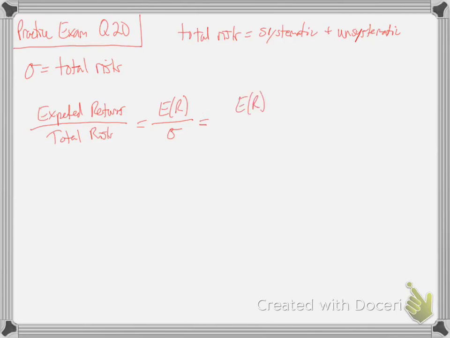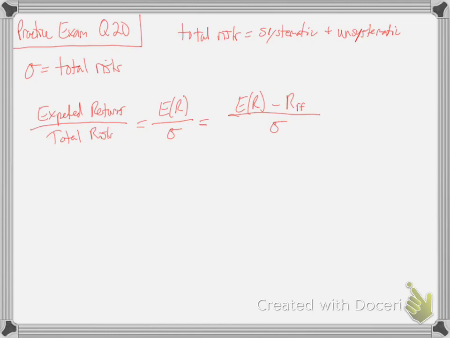and we do expected return minus the risk-free rate divided by total risk. Why do we subtract the risk-free rate? Because that's the return that we can earn risk-free. So we want to be comparing just the risk that we are accepting above the risk-free rate. Okay? Well, here in this question, it tells us that the risk-free rate in the economy is effectively zero.